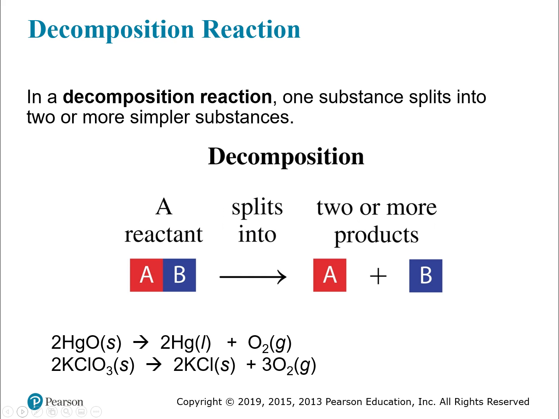The reverse of a combination is decomposition, where you've got one substance that splits into 2 or more simpler substances. Another way to say it, one reactant, multiple products. And there are a couple of examples here. You've got mercury 2 oxide, solid, decomposing to give you mercury liquid and oxygen gas. You're taking one complex reactant and it's being broken down into its constituents, multiple products.